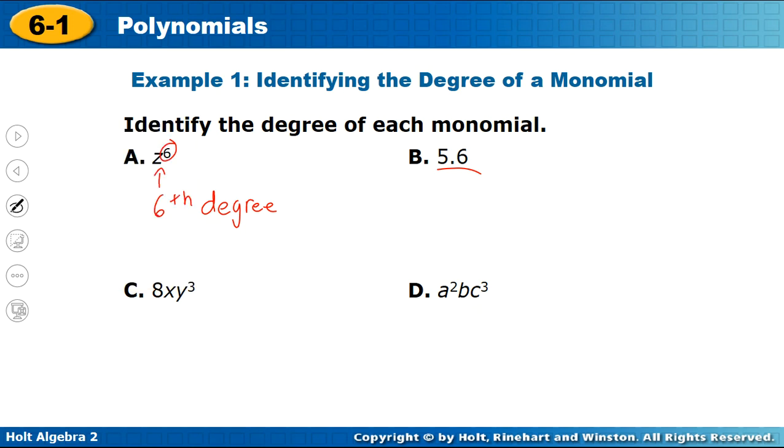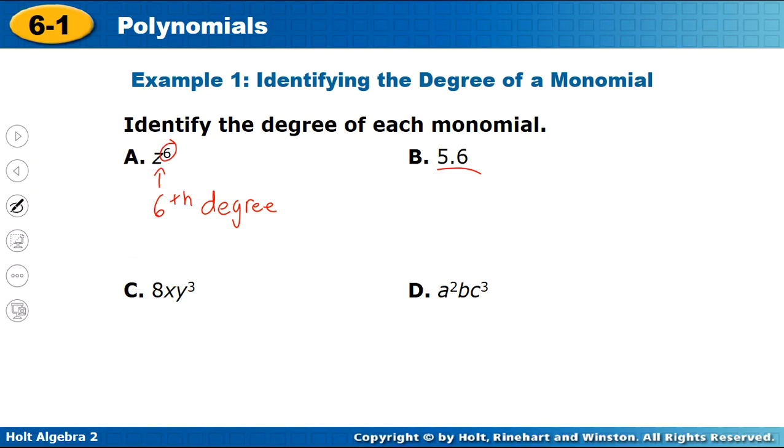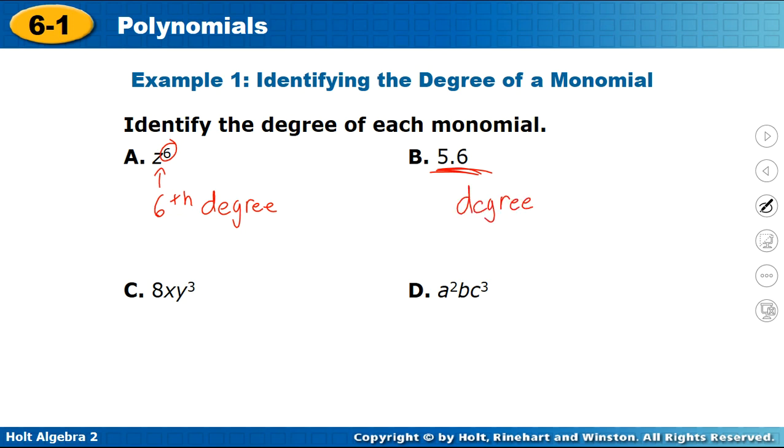It's not 1. Technically, the exponent is 1 here, but it's not a degree of 1 because that exponent is not on a variable. Well, you're probably saying, well, 5.6, there are no variables here, right? There's no x, there's no y, there's no variable. Correct, which means it's a degree 0. There is no exponent on any variables because there are no variables, so that's a degree of 0.